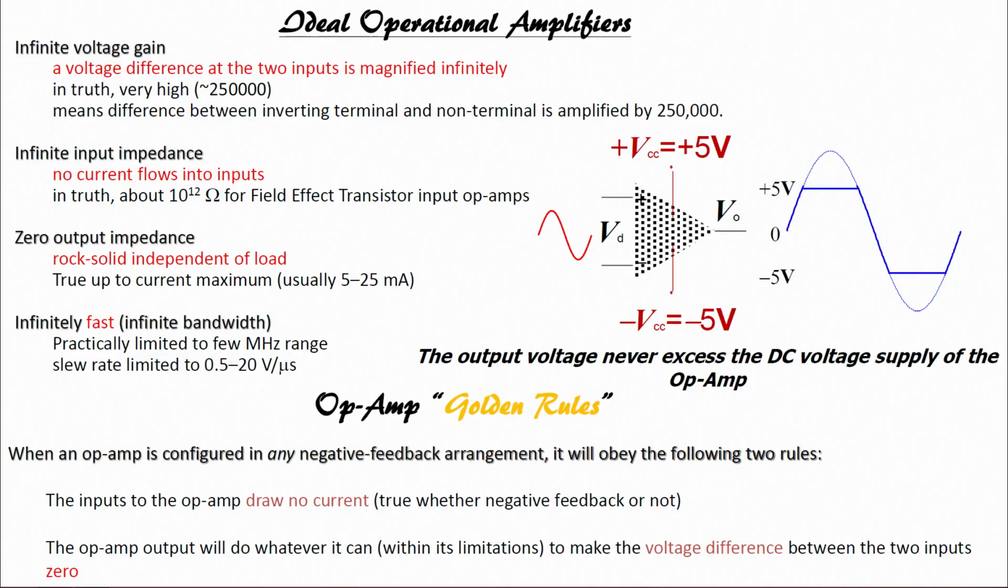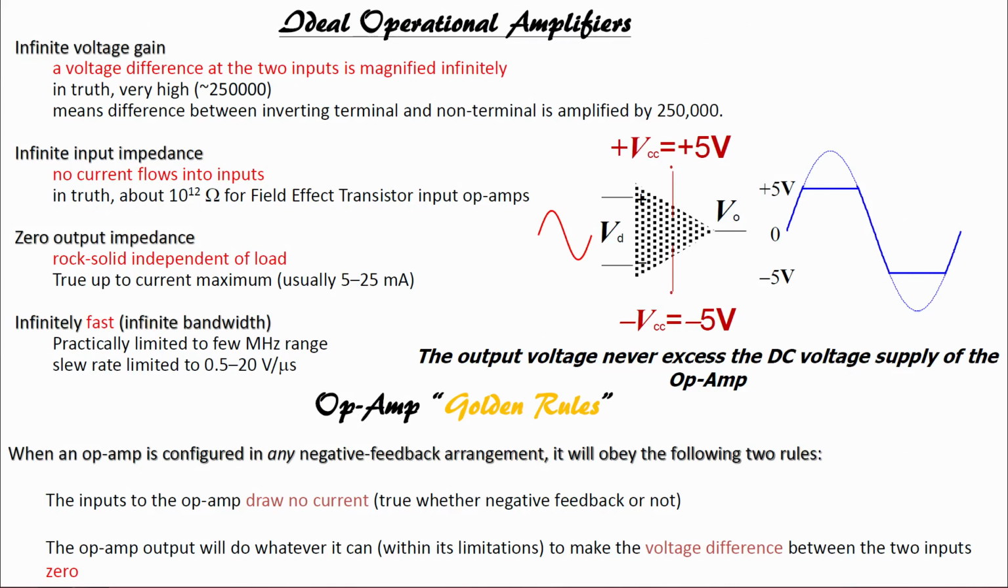Welcome. In the last module, what have we seen? We have seen the ideal op amp, and the ideal op amp has a few characteristics such as infinite voltage gain, infinite input impedance, zero output impedance, and being infinitely fast. Of course, the op amp has two golden rules. We have discussed those golden rules.